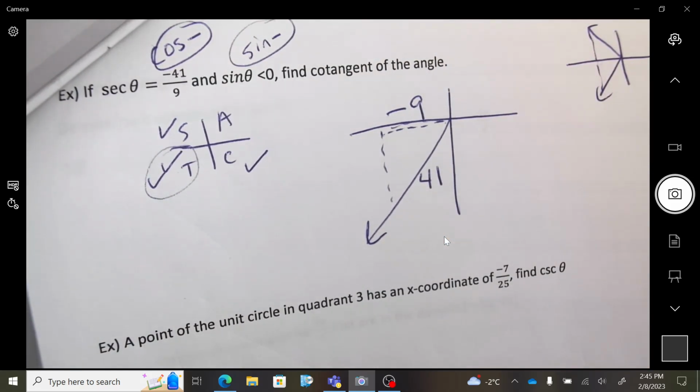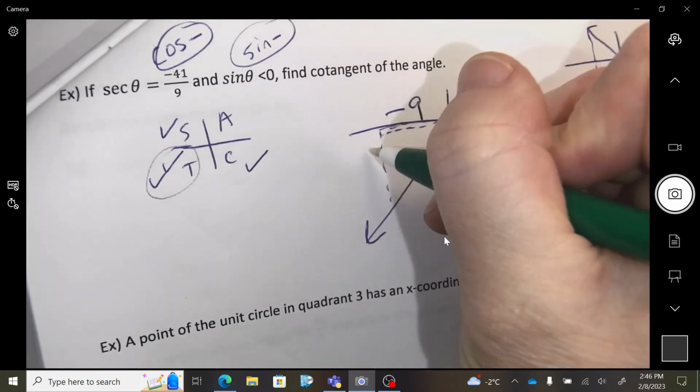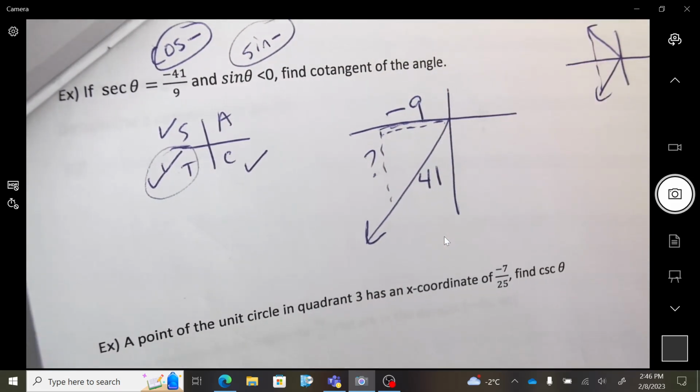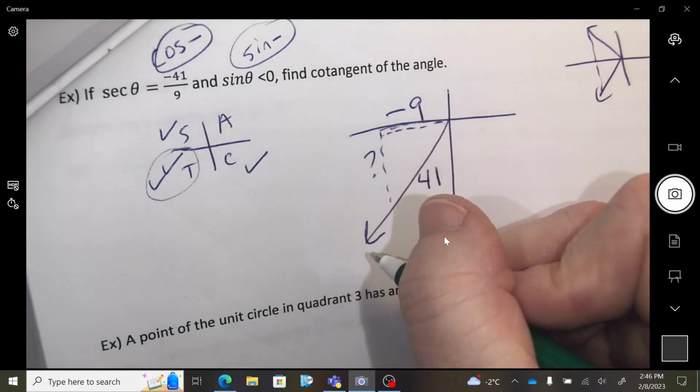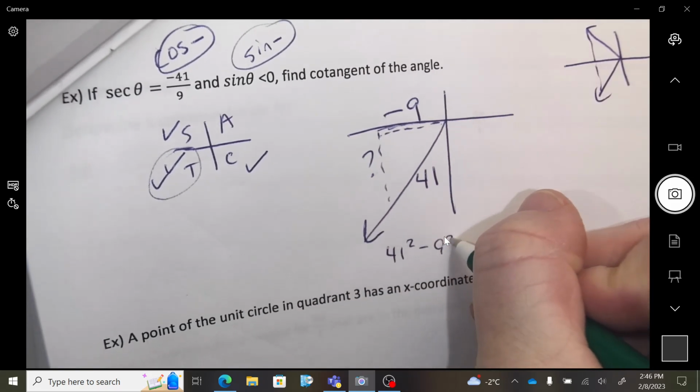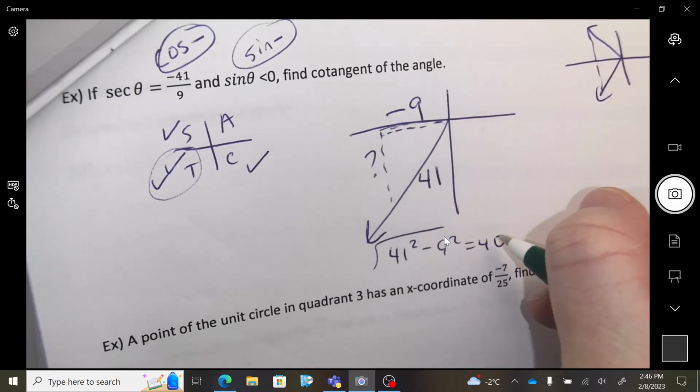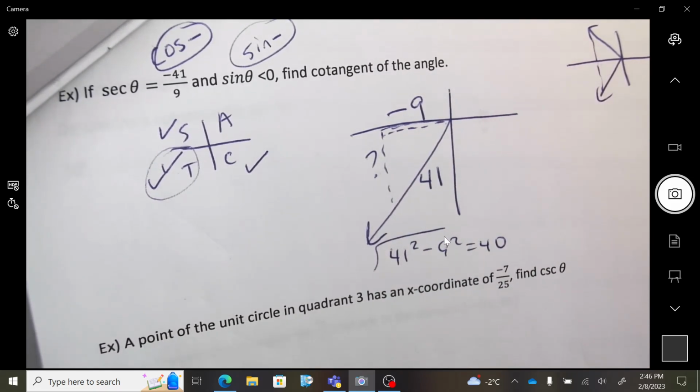That quadrant's a negative Nelly quadrant. 41 squared minus 9 squared, the square root comes out to 40. So that's your little thing here. Find cotangent: 9 and 40.